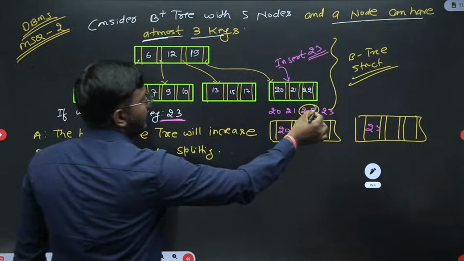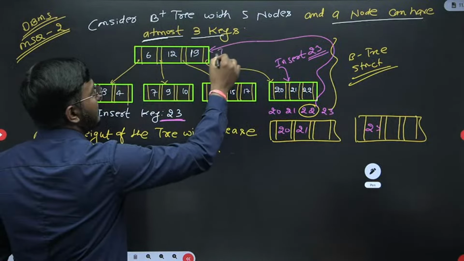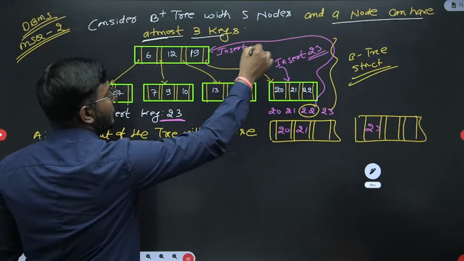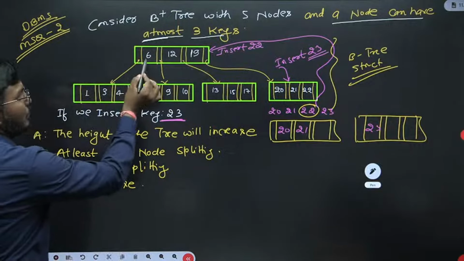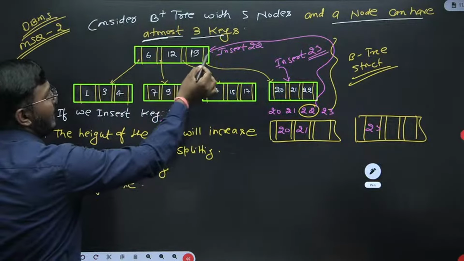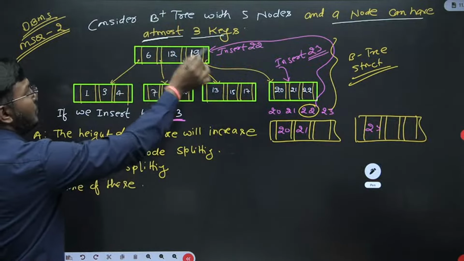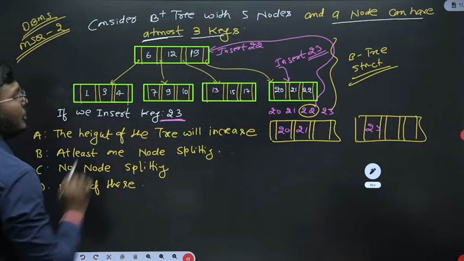Now see, as soon as we promote this 22 to the root node, what will happen? This root node is already fully occupied. Getting my point? So if we want to insert this 22, then we need to perform the root node splitting here. Same thing again.